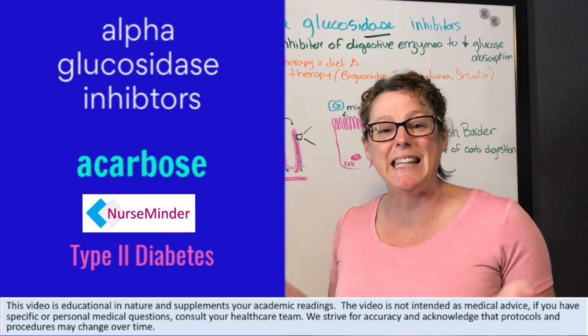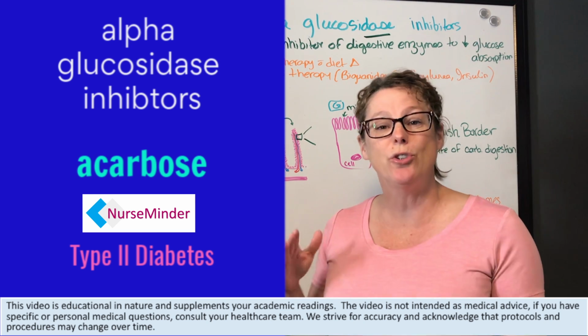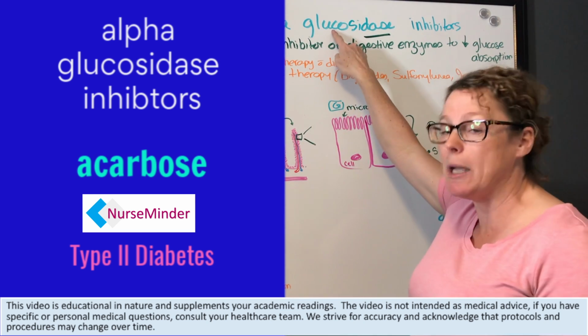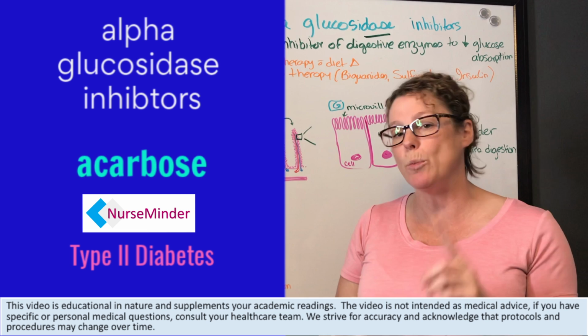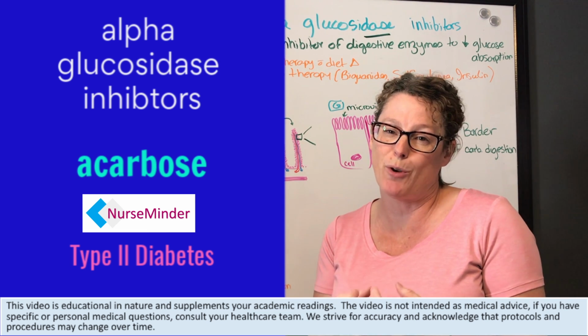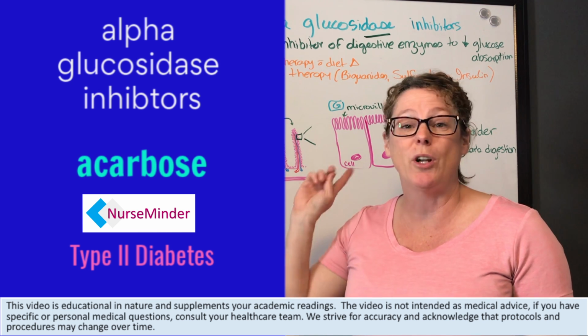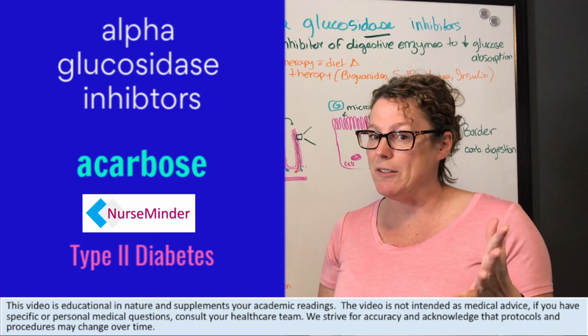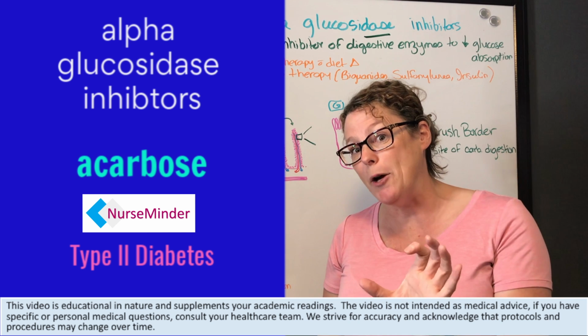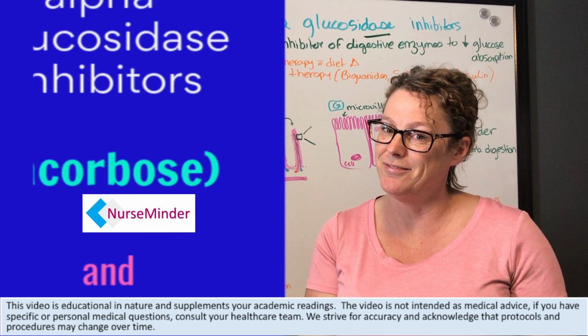Welcome back. Today we are talking about alpha-glucosidase inhibitors. Now, glucosidase is a natural enzyme that we have in our body, and it helps to break down carbohydrates into smaller units so we can use that energy that we call glucose for cell functions. We're going to talk about why we want to stop that, or at least slow it down, in the treatment of type 2 diabetes right after this.